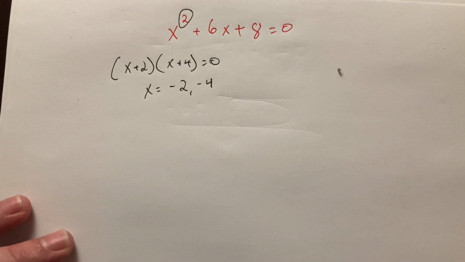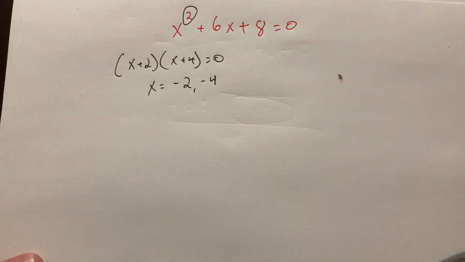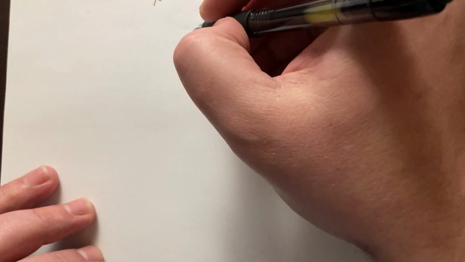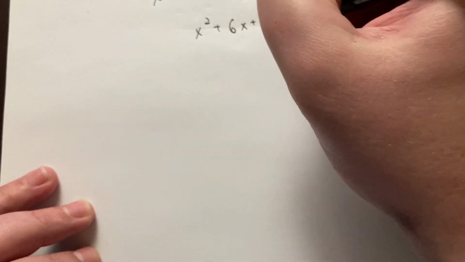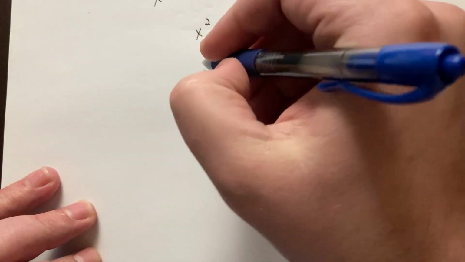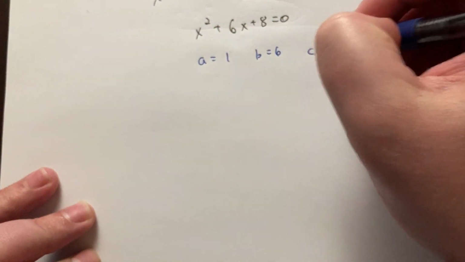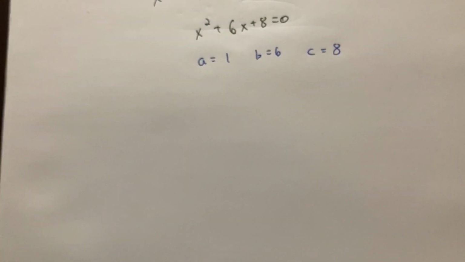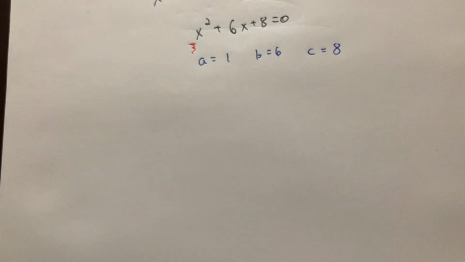Let's see what that looks like with this. So here, I'll go a little bit lower. x squared plus 6x plus 8 equals 0. I really like to identify my variables before I do anything. So I'm just going to write a equals 1, b equals 6, and c equals 8. Keep in mind that there is an invisible 1 here that we don't write.